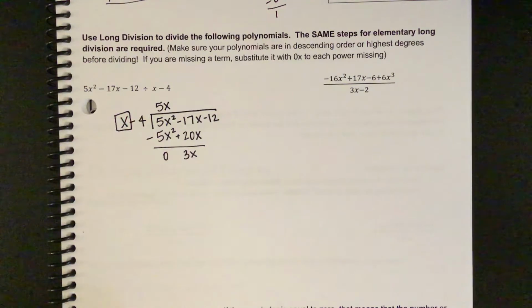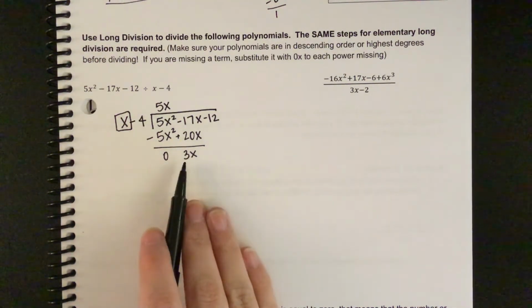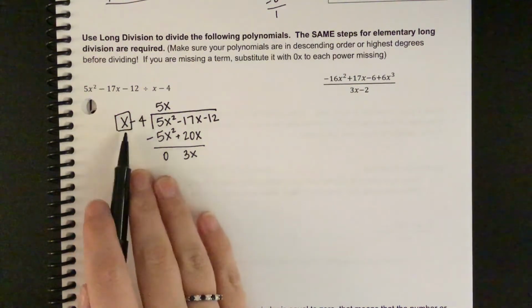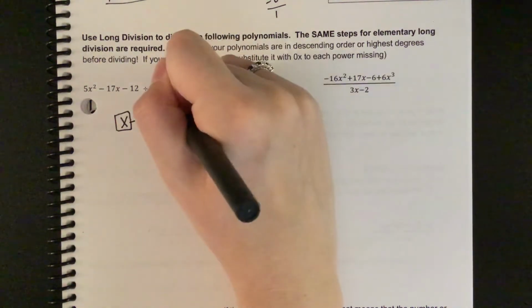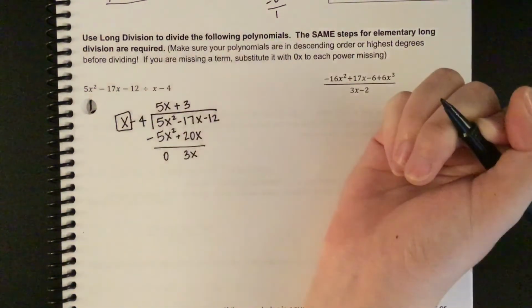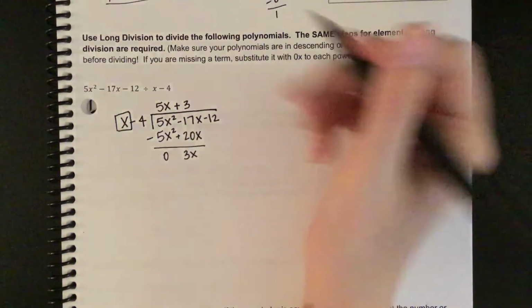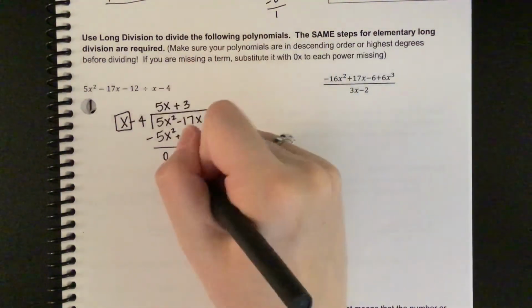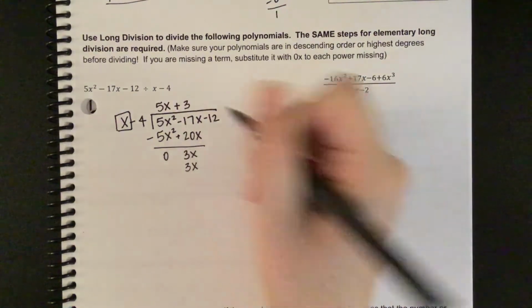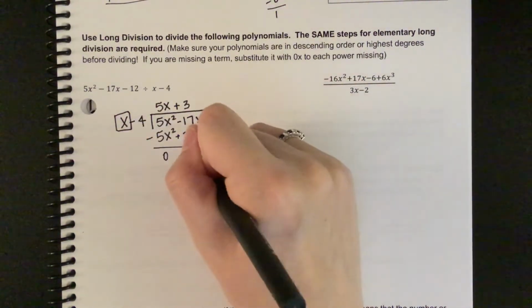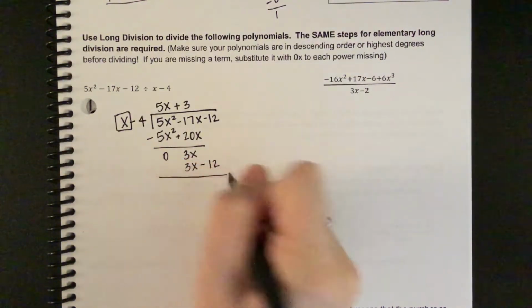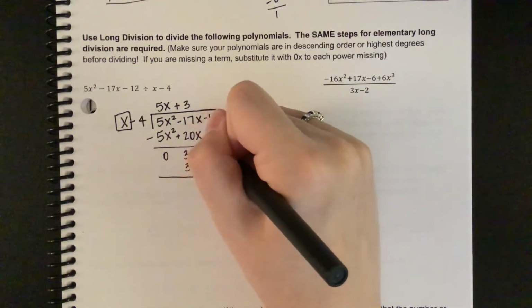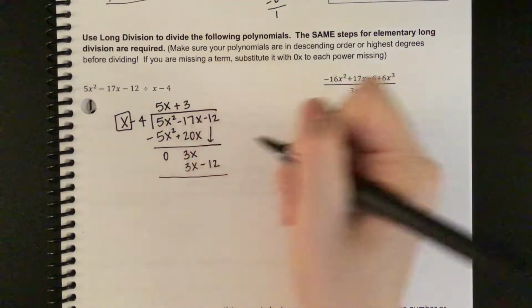Now I start all over again. So x into 3x, what do I have to multiply x by to get 3x? I have to multiply it by 3, so I'm going to put a plus 3. Now, 3 times x is 3x. 3 times negative 4 is negative 12. We're going to bring this negative 12 down.